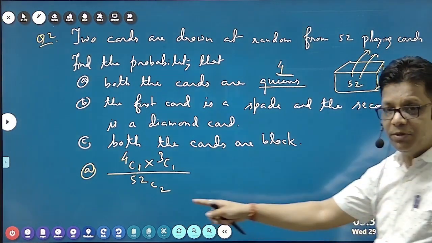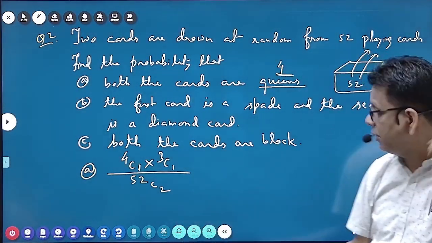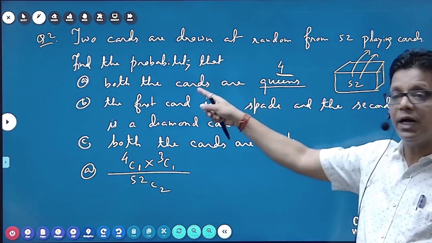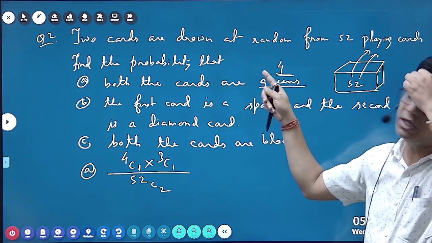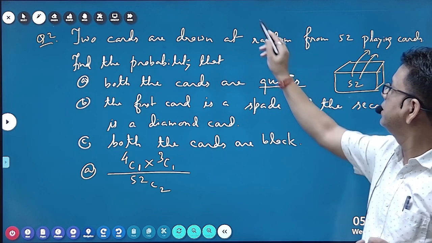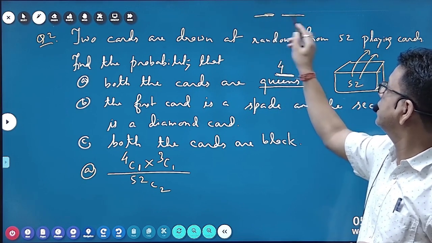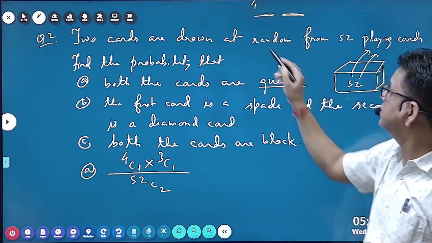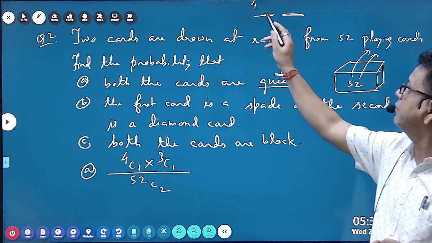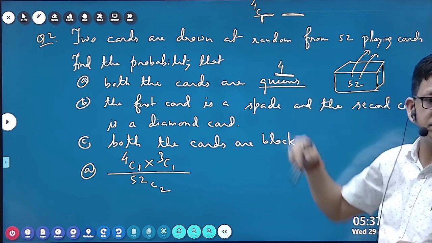So, denominator is easy, numerator is confusing. I repeat this numerator once again. Both the cards are queen. How many queen cards are there? 4. So, there are 2 options, first card, second card. Now, from those 4 cards, for the first card, that means 1 card is to be taken as queen.